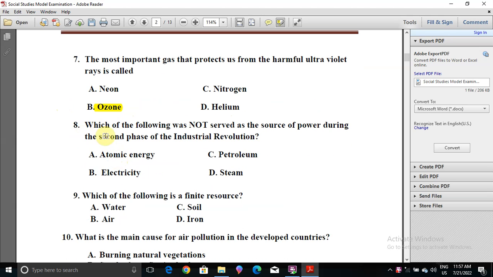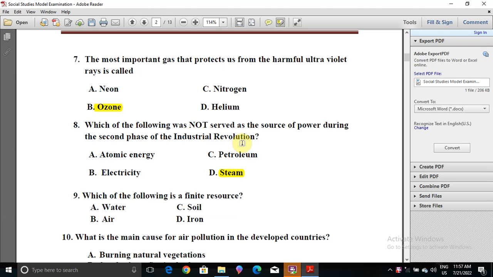Now question number 8: Which of the following was not served as a source of power during the second phase of the industrial revolution? It will be atomic energy, electricity, petroleum, or steam. The correct answer is steam, because atomic energy, electricity, and petroleum were in the second phase of the industrial revolution, but the one in the first phase was steam.